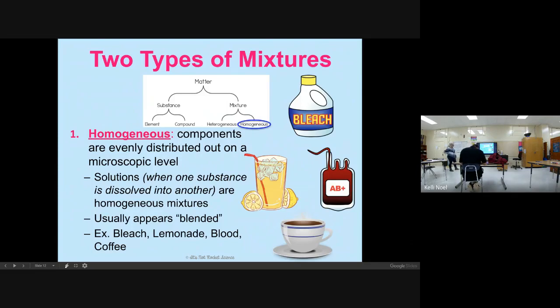Lemonade, blood, coffee, those are examples. These do not settle out. If it's a homogeneous mixture, it will not settle out. Some things, if you let them sit over time, particles will settle to the bottom, and that does not happen with a homogeneous mixture.